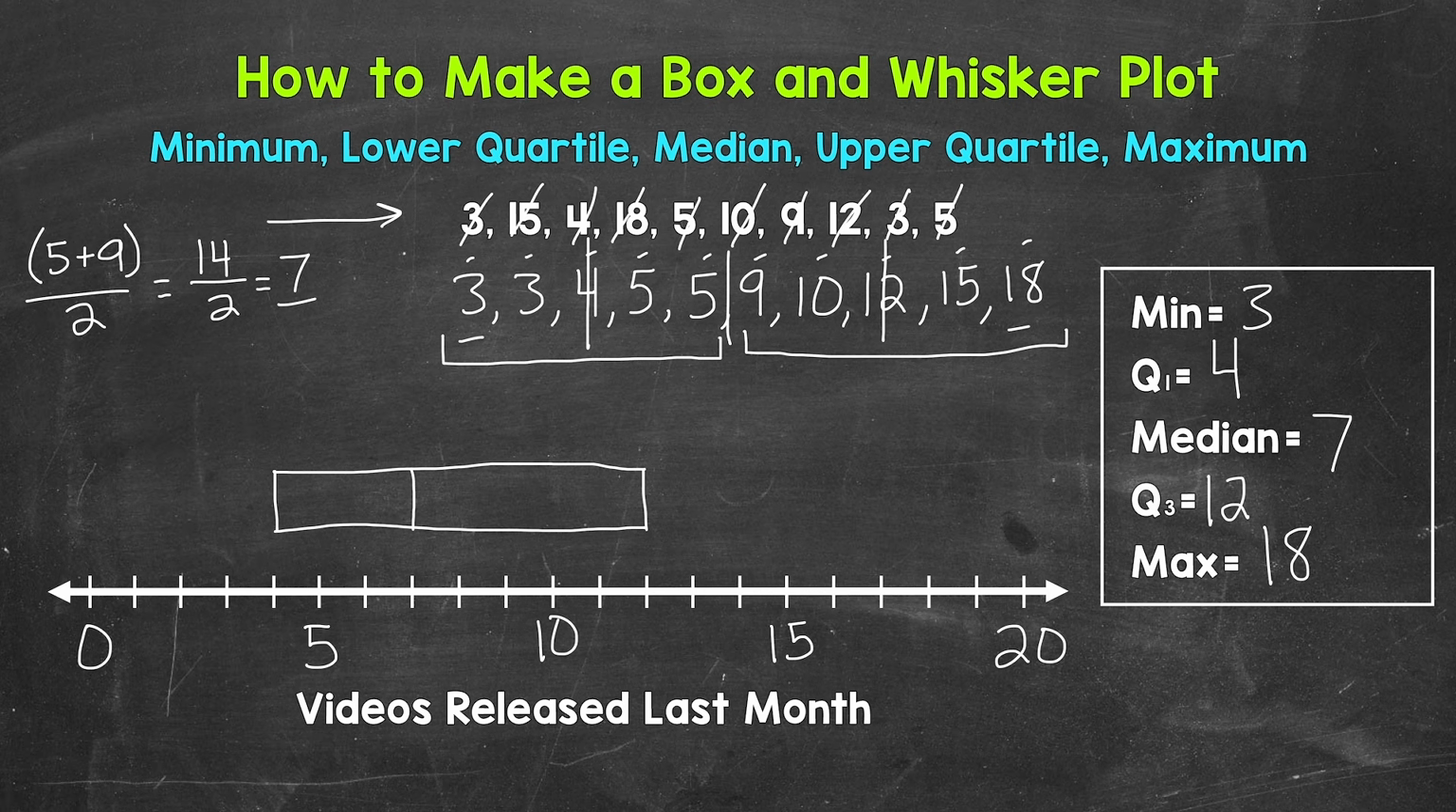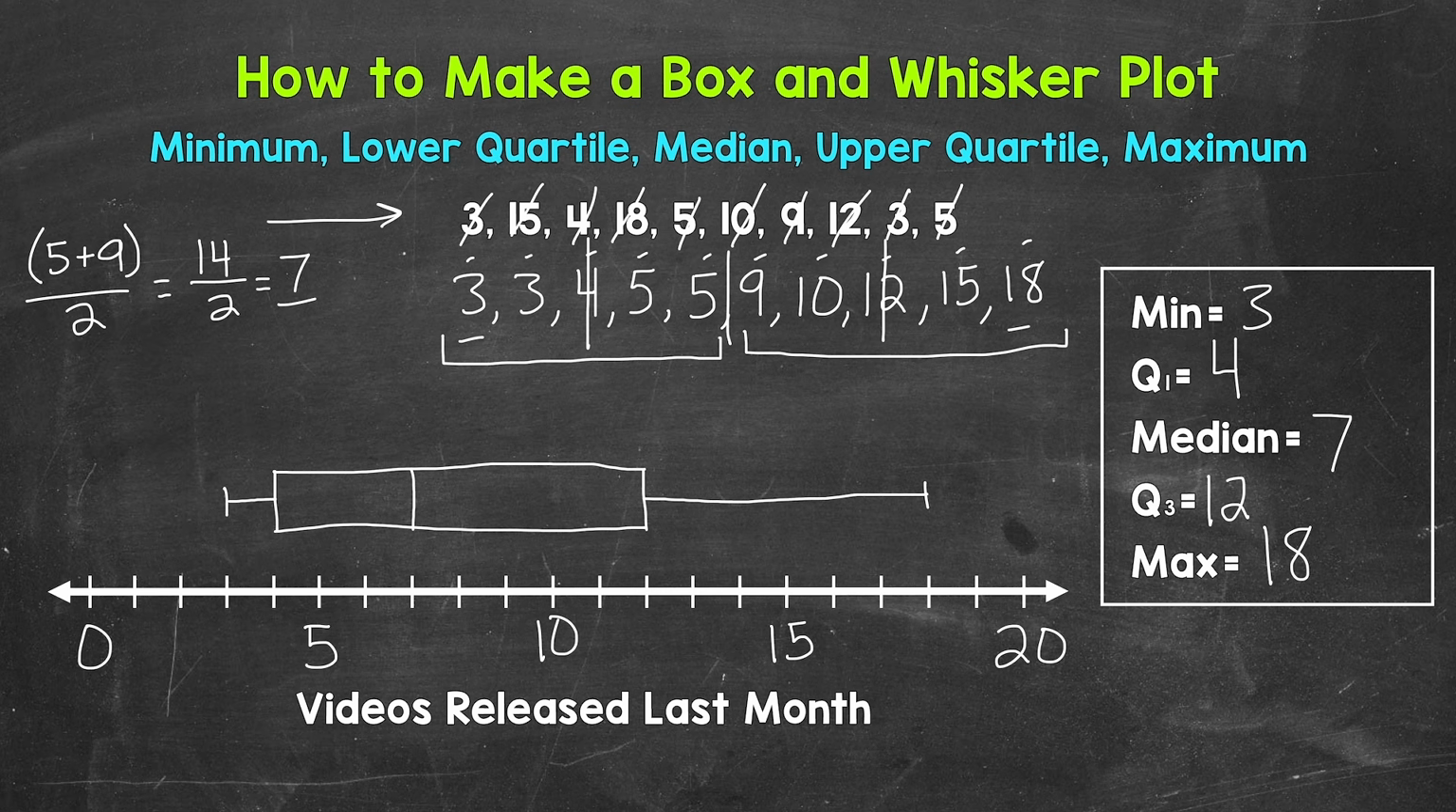And then lastly, we have the whiskers, which extend to the minimum and maximum. Let's do the minimum first. The minimum, again, is 3, so let's draw a mark here and extend that whisker to the minimum. Then we have the maximum, which is 18. So let's make a mark at 18 and then extend the whisker to that maximum of 18. And that's our final box and whisker plot. We have the minimum at 3, the first quartile at 4, the median at 7, the third quartile at 12, and then the maximum at 18.